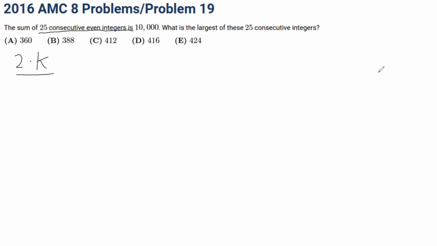So we can construct an algebraic equation, 25 consecutive even integers. Now there are two ways to do this problem. One is better than the other, but I am going to show you two ways. The first way is if our first term is just 2k.